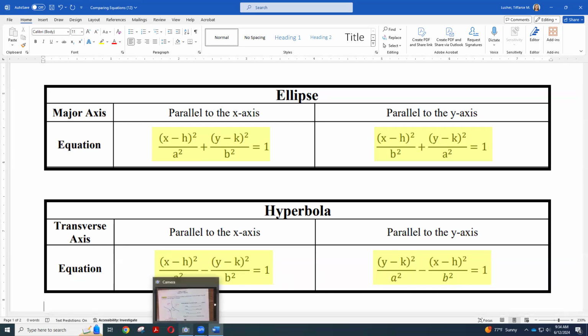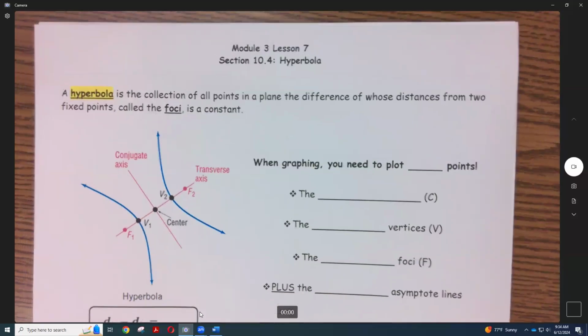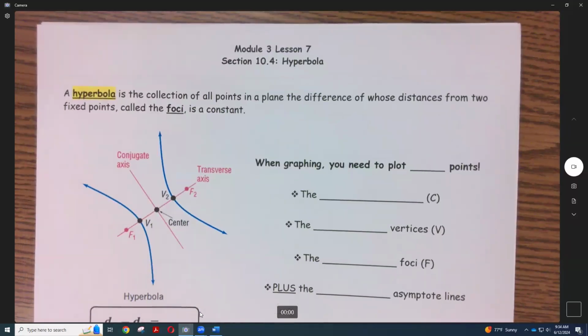So let's get into our notes now that we've compared our formulas. And here's our definition of a hyperbola.